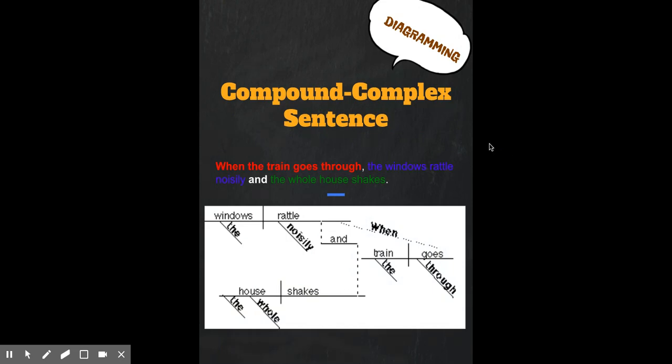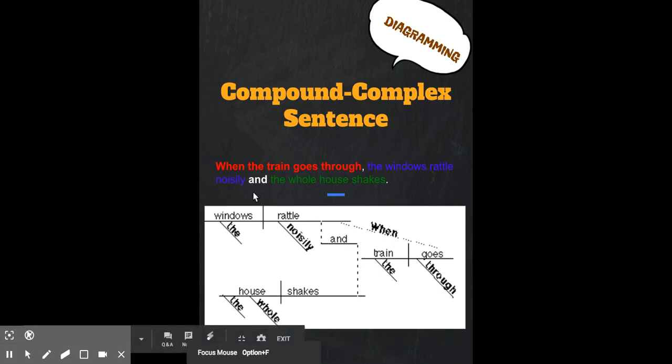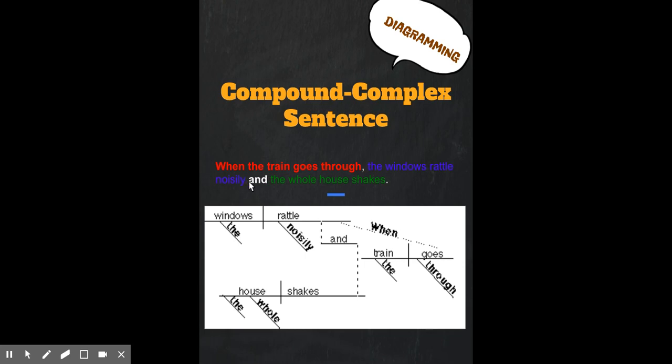So here's our example. When the train goes through, the windows rattle noisily and the whole house shakes. So what you notice here is that and jumps out at you, that it's possibly connecting either two compound elements or two independent clauses. Let's look at the first part. The windows rattle noisily. Well, we see it has a subject and a verb, so we know it's a clause. Let's look at the second that follows and.